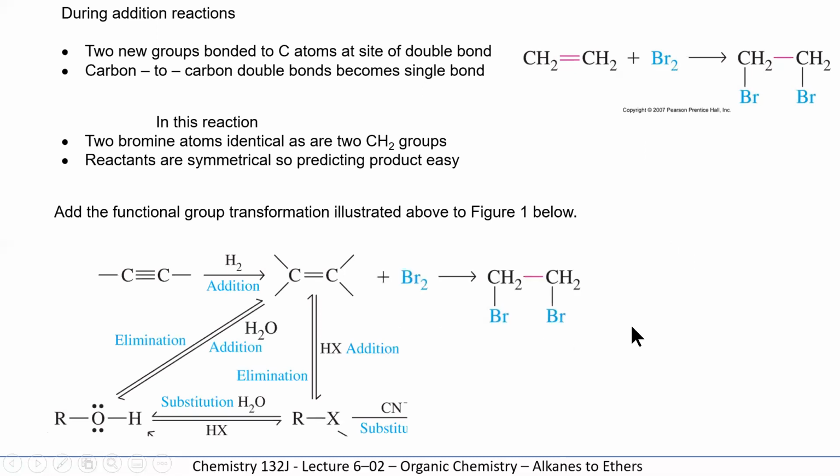Now, if we're showing you where this occurs in this figure, we can see that there's an alkene here, and if we brominate it by adding bromine, we get a 1,2-dibromoethane. And again, the bromine atoms are attached one to each carbon.